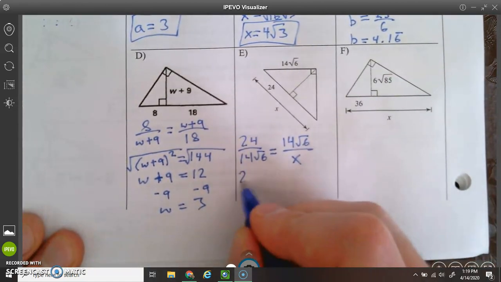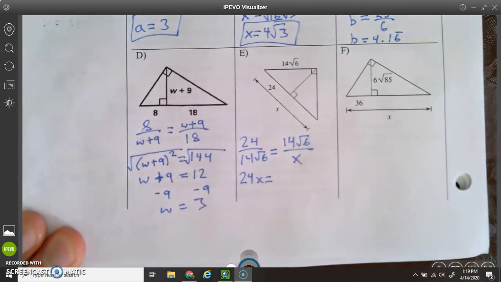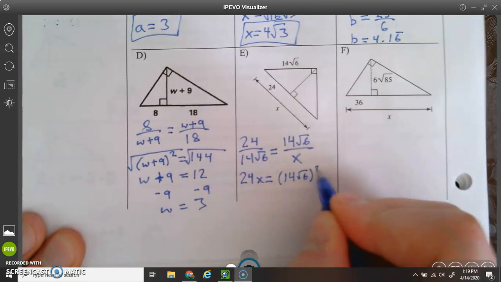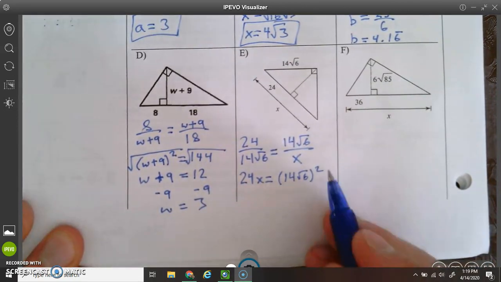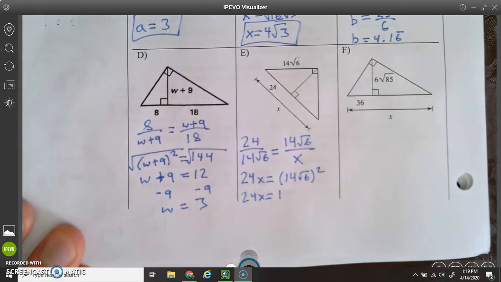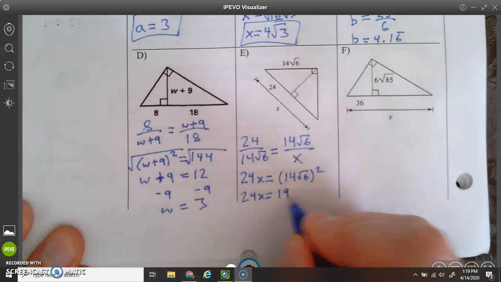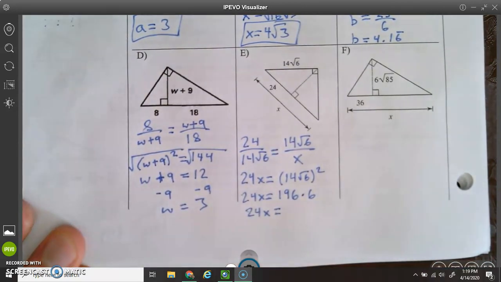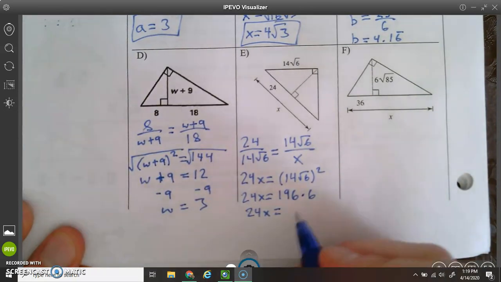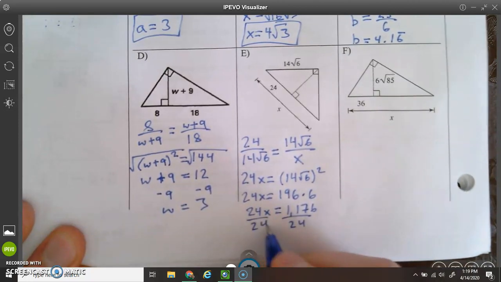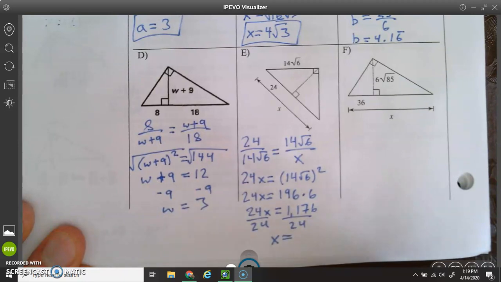Cross multiply, 24x equals 14 square root of 6 times 14 square root of 6, which is 14 square root of 6 squared, which means we're going to take 14 squared and then square root of 6 squared. 14 squared is 196, and then times 6. So 196 times 6 is 1,176. Divide by 24 on both sides, and you get x equals 49.